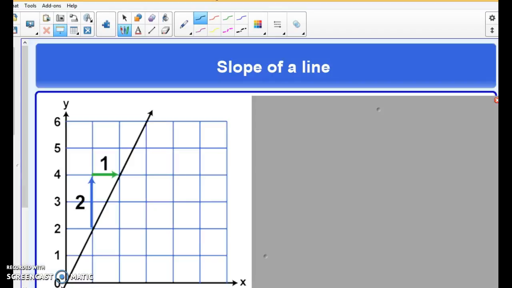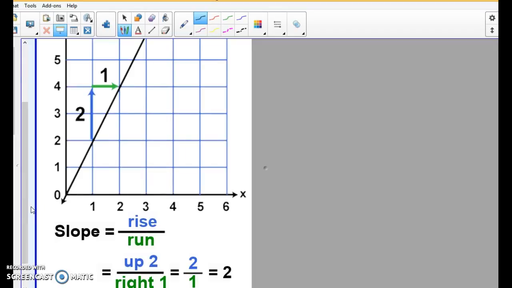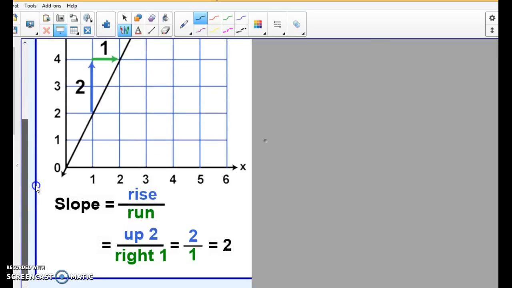Alright, and then we're going to go back and find slope. Remember, slope is our rise over our run. So how much we're going to go up or down first. Remember, up is positive, down is negative. How much we're going to go left or right. Same thing, left is negative, right is positive. So my slope for this line would be up 2, right 1, or I can just say 2.